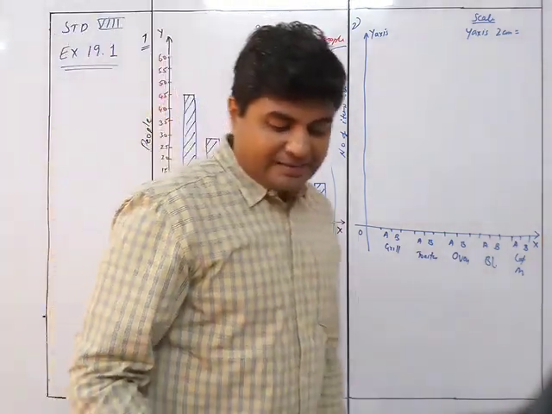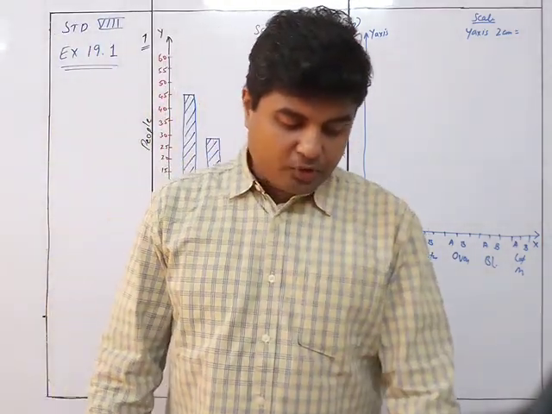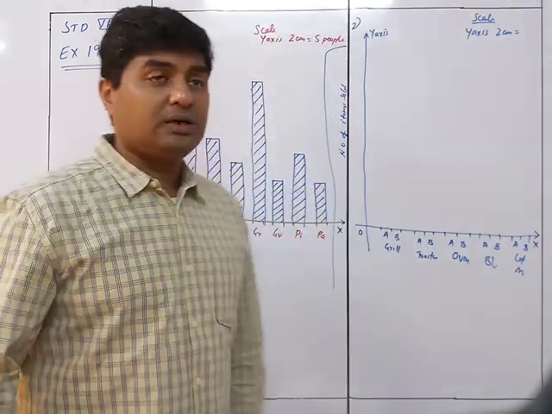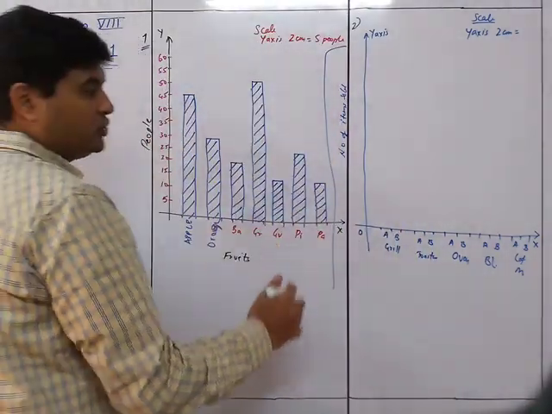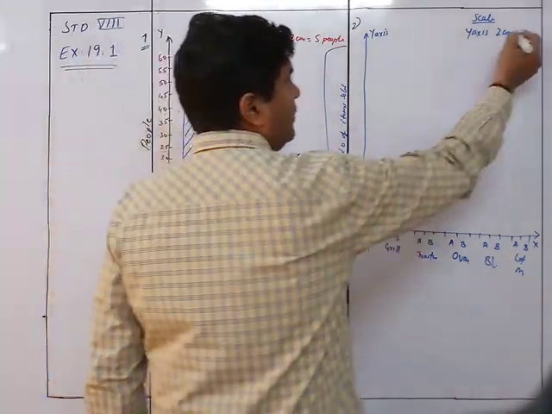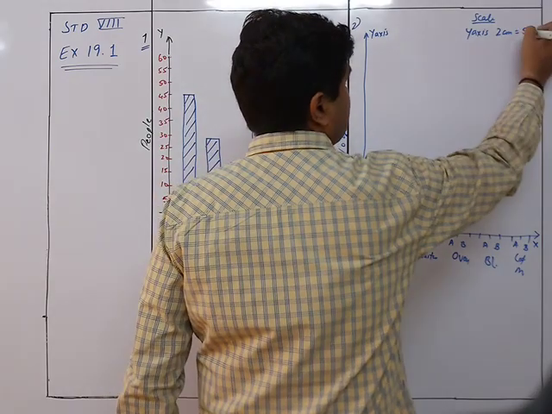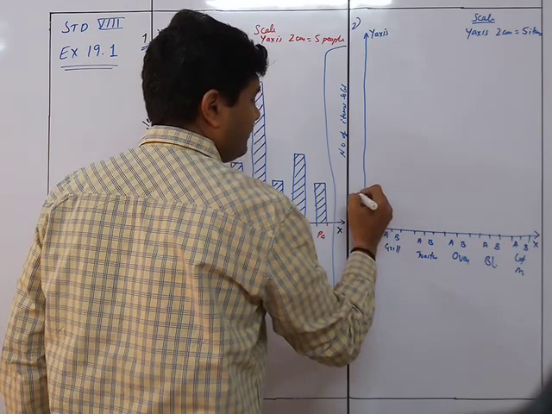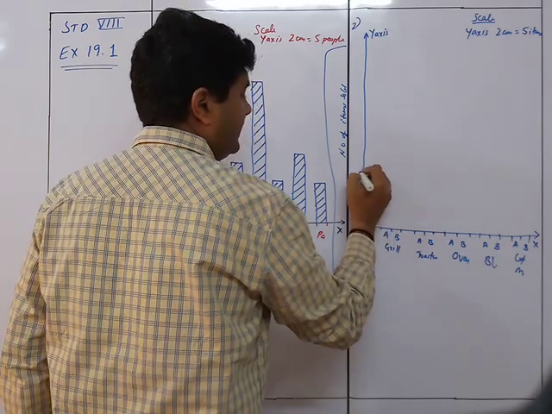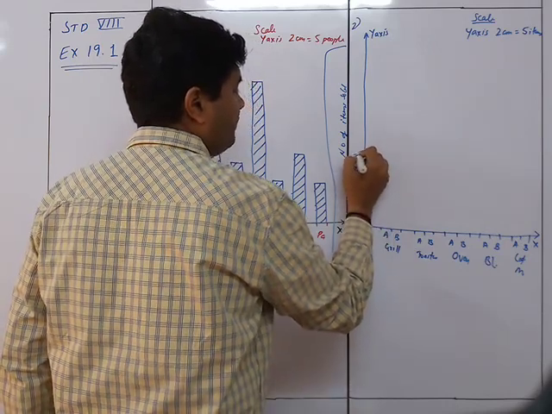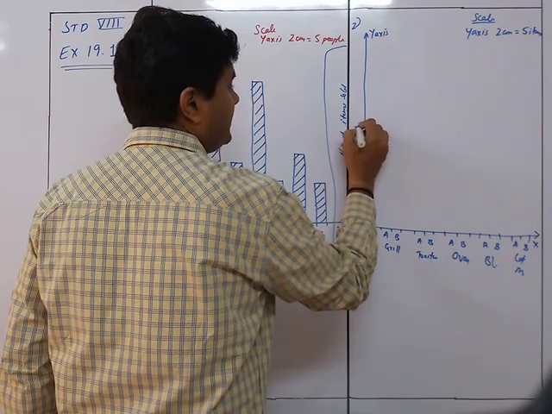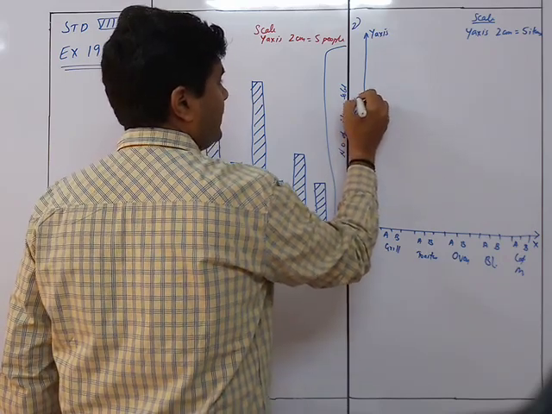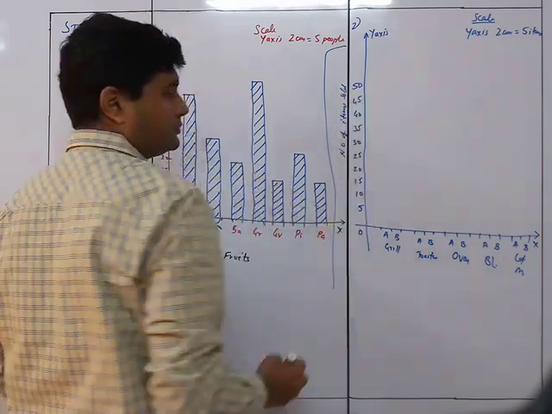Now you can see the maximum item count you have over here is up to 40. So we can use the same kind of scale that we used over here. So that's why it will be 5 items. So this will give you 5, 10, 15, 20, 25, 30, 35, 40, 45, 50.